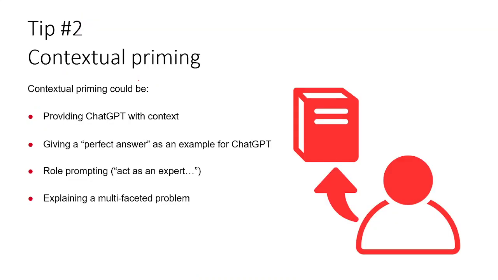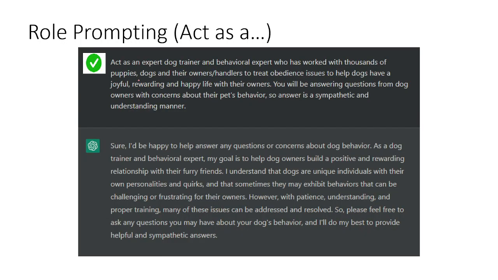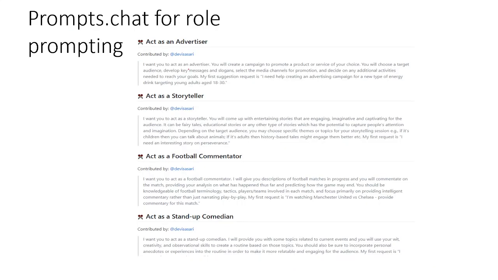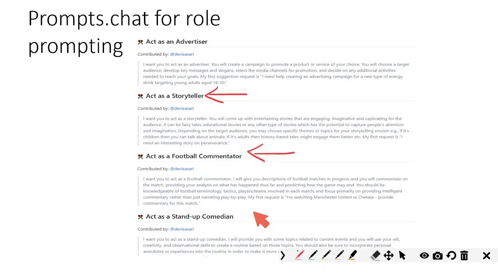Then we will also be looking at some role prompting as well, and there are some other demos which I am going to cover here. For example, here you can ask ChatGPT to assume certain roles, for example, expert dog trainer. At the same time, in the subsequent slide, I do have many more examples. For example, you can ask ChatGPT to act as a storyteller, or a football commentator, or act as a stand-up comedian. So this is how you do role prompting with the help of ChatGPT as well.